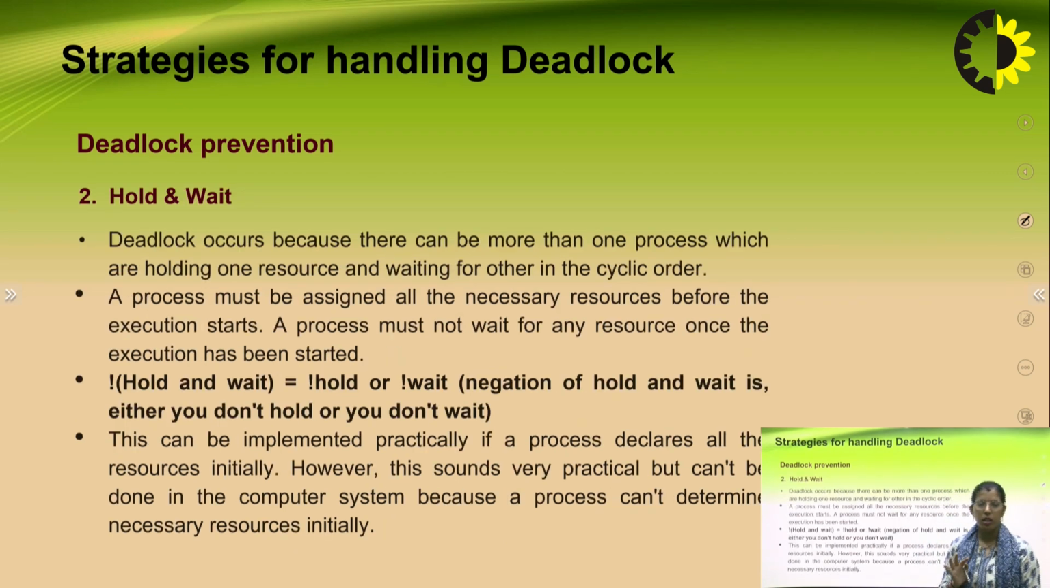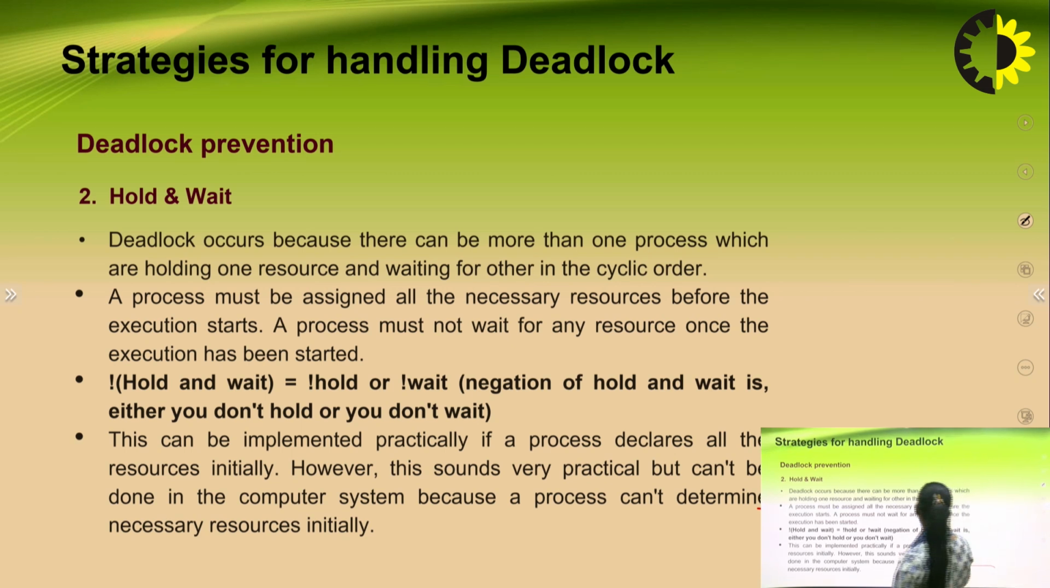Now let's learn about hold and wait, whether we are able to stop it or not. Deadlock occurs because there can be more than one process which is holding one resource and waiting for some other resource in a cyclic order. A process must be assigned all the necessary resources before the execution starts. A process must not wait for any resource once the execution has started.